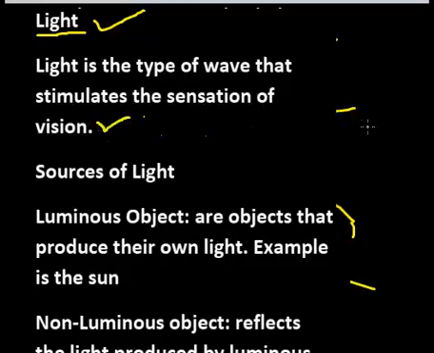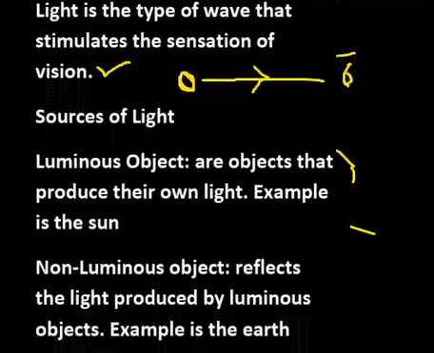Before vision is possible, every object can only be seen if the light of that object reflects to the eye, and that is why you cannot see an object without light, right? So an object is seen because the light from the object reflects, and the image is formed at the retina of the eye. So please take note of that.